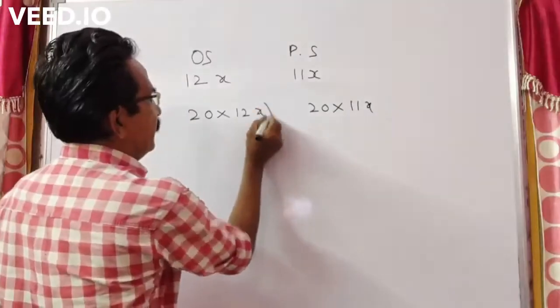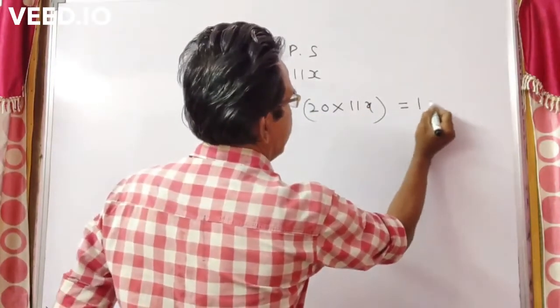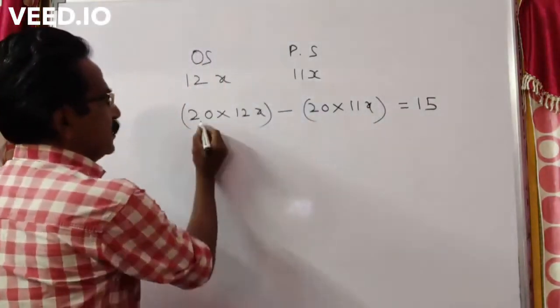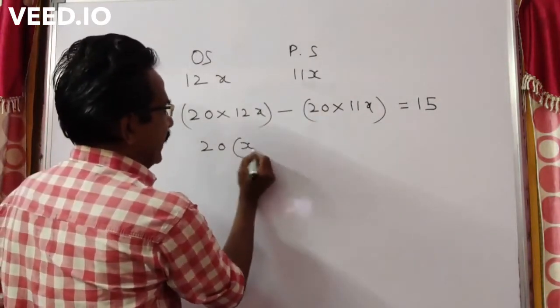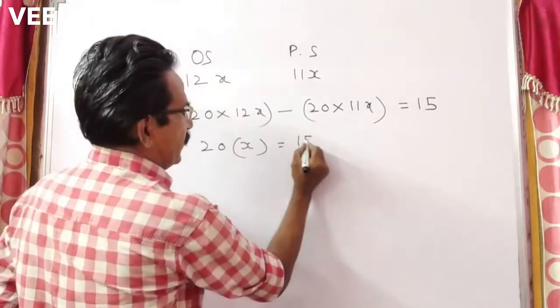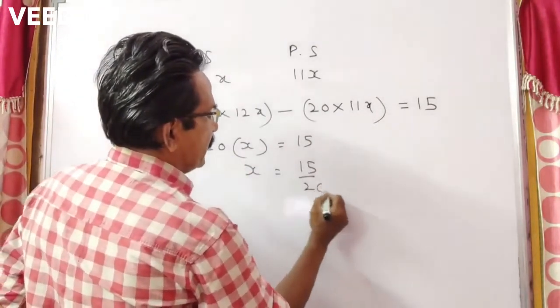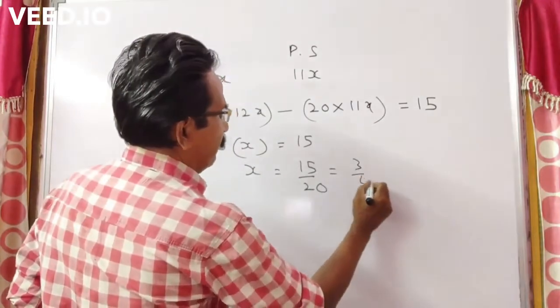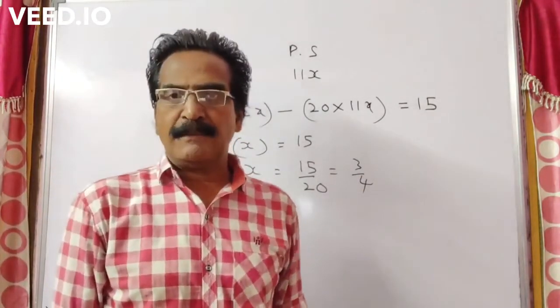So the difference between these two distances is 15 kilometers. So 20 into 12x minus 11x is equal to 15. x is equal to 15 by 20, that is equal to 3 by 4. x is equal to 3 by 4.